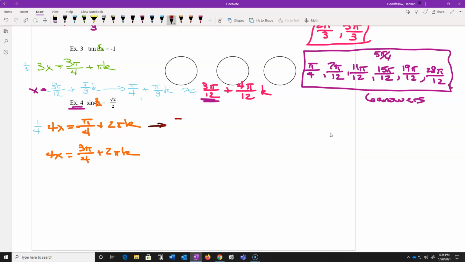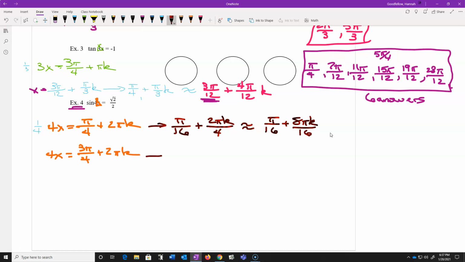It's going to give me pi over 16, ooh, that's sucky, plus 2 pi k over 16, over 4, like that, which is a pi over 2. Ultimately, though, I would probably find its equivalence in 16ths, so pi over 16 plus 8 pi k over 16. Now that's going to be the answers that we're going to generate out of that one.